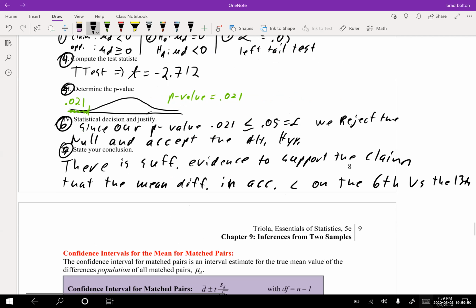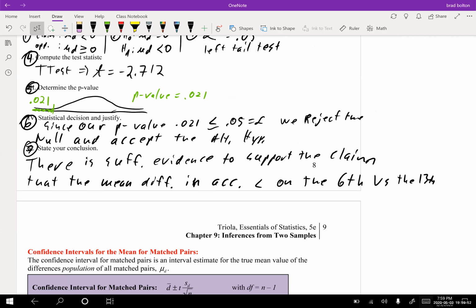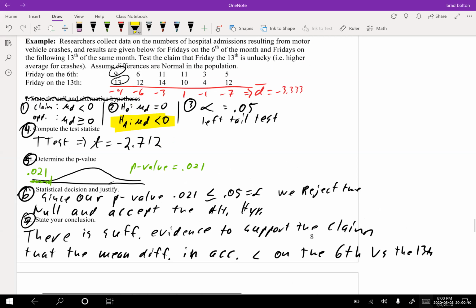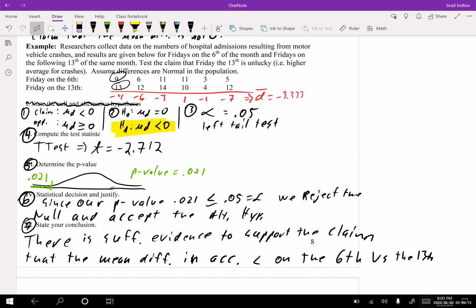Okay. And again, if you had done it the other way, you would still have gotten a p-value of 0.021, but t would be positive 2.712. You would have said the mean difference is greater than 0, because you would have been doing bottom minus top. So all your numbers would say you have more on Friday the 13th. What I'm saying is I have fewer average accidents on the 6th versus the 13th. You would be saying you have more accidents on the 13th versus the 6th.